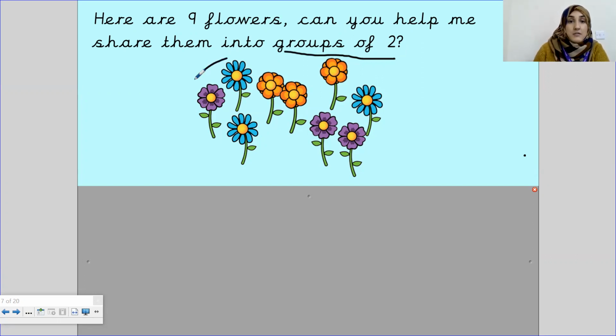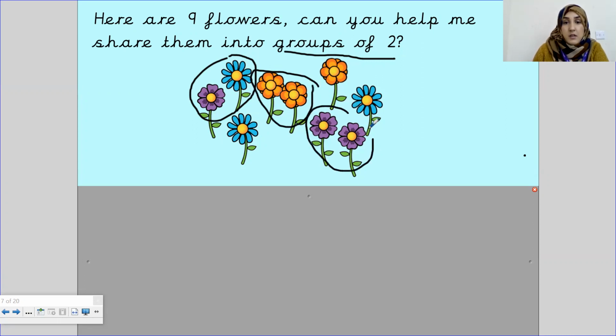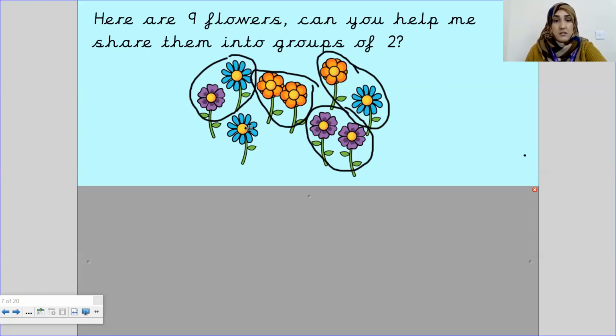Okay, so here is one group. Here is another group. Here is another group. And here is, oh, let me just use a rubber because this line is in the way. Here we go. Here is another group. Oh, hang on a minute. What about this flower here? He doesn't have a friend. Oh, he's the odd one out.